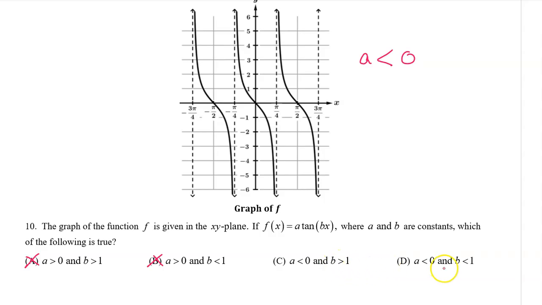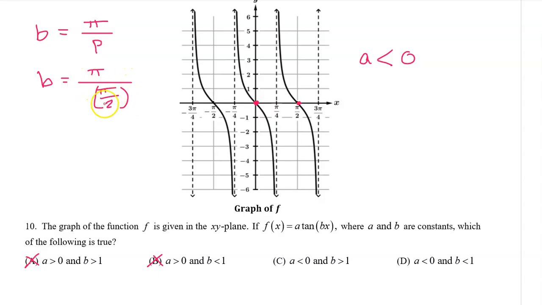So what about the B value? We have learned that the B value is given by pi divided by the period for a tangent function. The period can be measured from intercept to intercept on the midline. From 0 to pi over 2, that's a period of pi over 2. So the B value is pi divided by pi over 2.